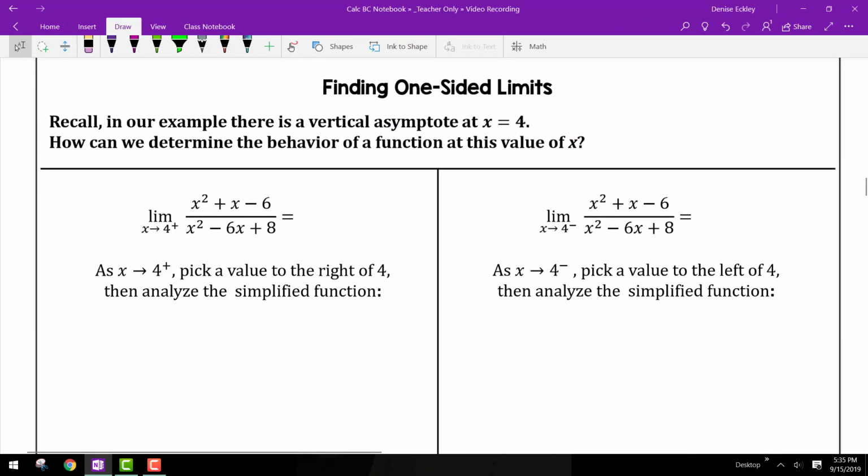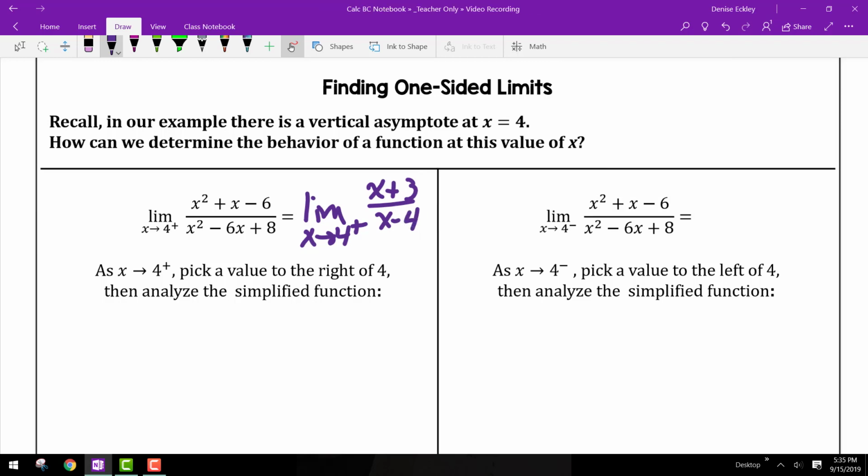Okay, we're going to pick up our discussion of finding limits using analytic methods by looking at one-sided limits. Going back to the problem that we did in the previous video, there was a vertical asymptote at 4. So how can we determine the behavior of the function at this value? Just to recall, let me rewrite the simplified form of our function. We have the limit as x approaches 4, in this case from the right, of x plus 3 over x minus 4. So we can see we have the vertical asymptote.